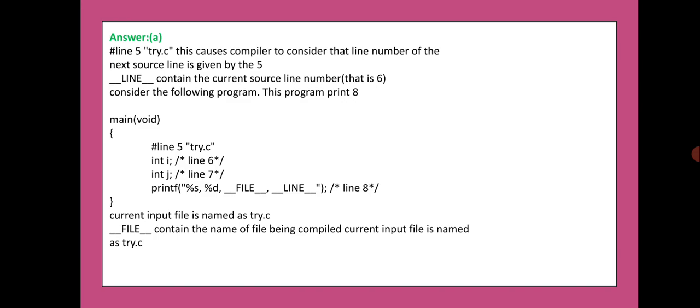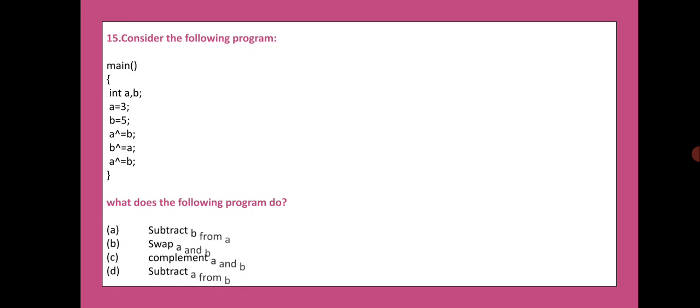Let's move on to the next question. Consider the following program. main, int a, b; a equal to 3, b equal to 5, a XOR-equal b, b XOR-equal a, a XOR-equal b. What does the following program do? A, subtract b from a; B, swap a and b; C, complement a and b; D, subtract a from b.